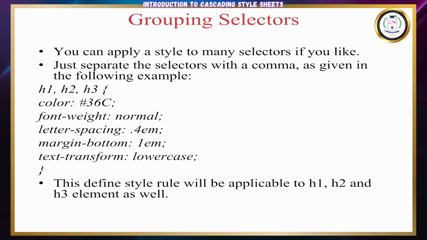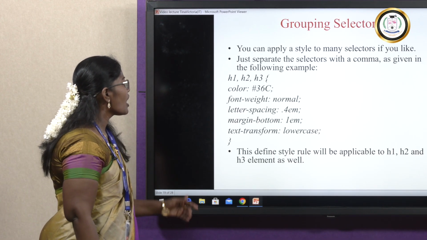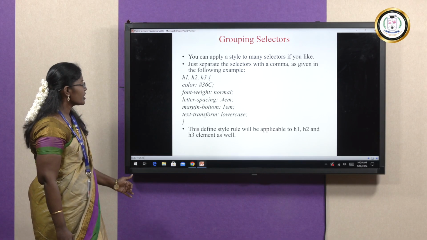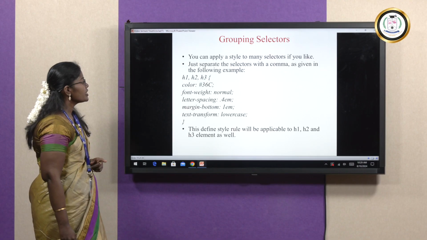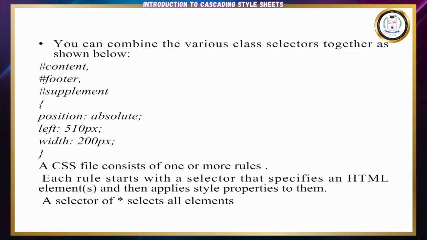Next, grouping selectors, which we have already seen. Grouping selectors is used for one or more tags having the same properties and values. We can group them using a comma. Here also it is the same thing. H1, H2 have the same common properties: color, font weight, letter spacing, margin bottom and text transform. So you have combined all these, separated by a comma. You can combine various class selectors also, for example content, footer and supplement. So these are combined here.